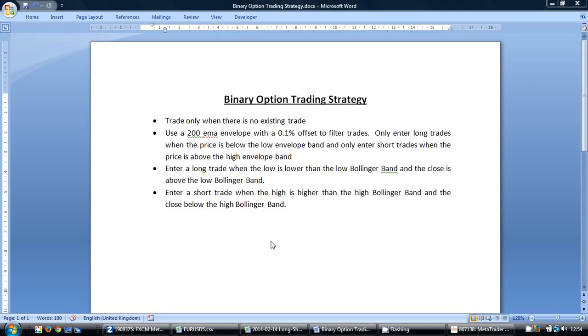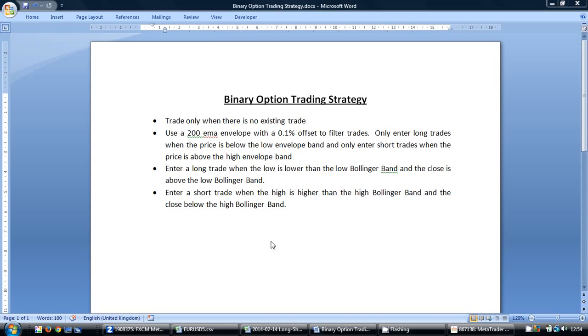We're going to use a filter. This trading strategy is a reversal type strategy, a reversion to mean type strategy, and so we're going to use a 200 period exponential moving average envelope offset by 0.1% to filter our trades. Because it's a reversal strategy, we're only going to enter long trades when the price is below the low envelope band, and we're only going to enter short trades when the price is above the high envelope band.